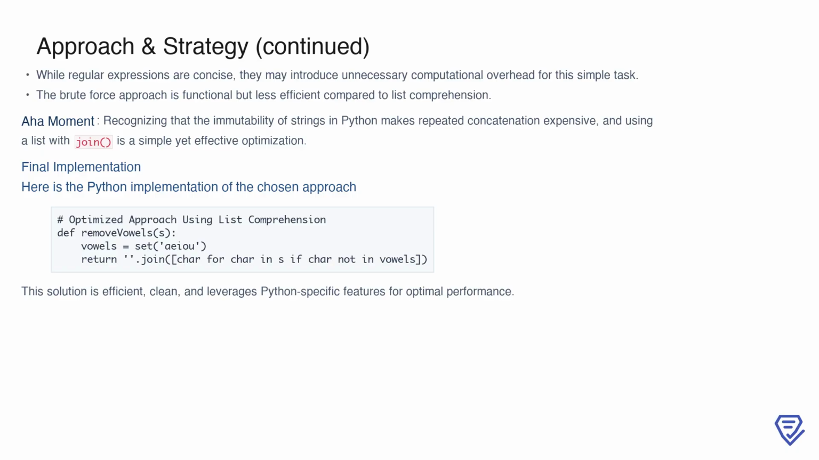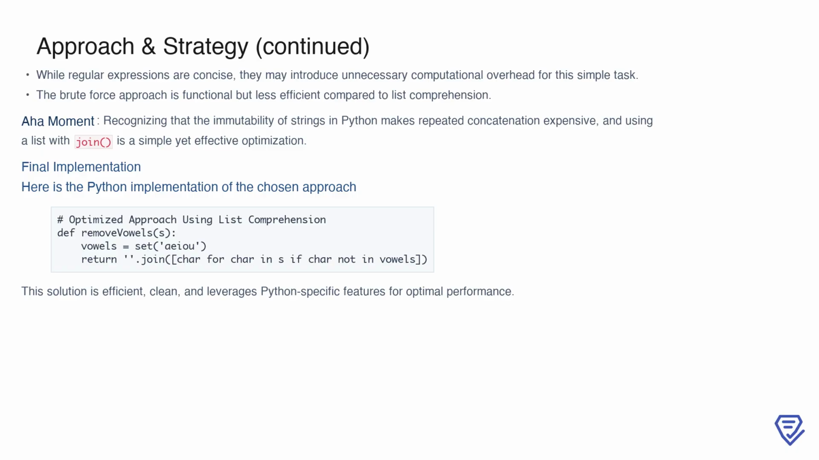The key insight, or aha moment, here is understanding the impact of Python's string immutability. Repeated concatenation in a loop creates new string objects each time, which is expensive. By using a list to collect characters first and then joining them into a final string, we avoid this inefficiency entirely. The final implementation of our chosen approach is clean, efficient, and leverages Python's strengths.